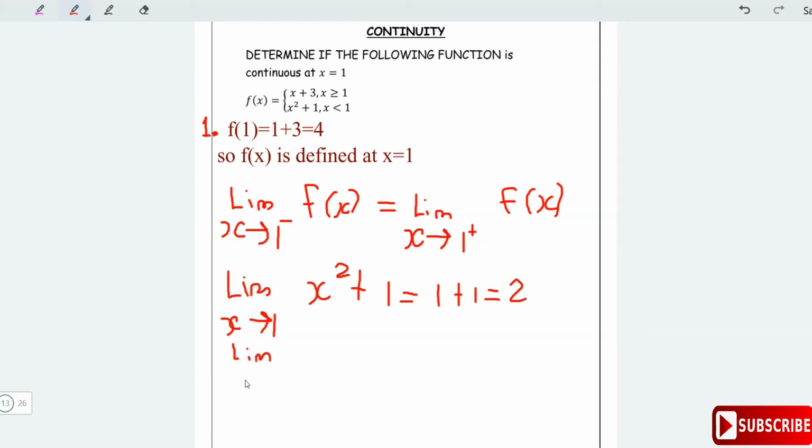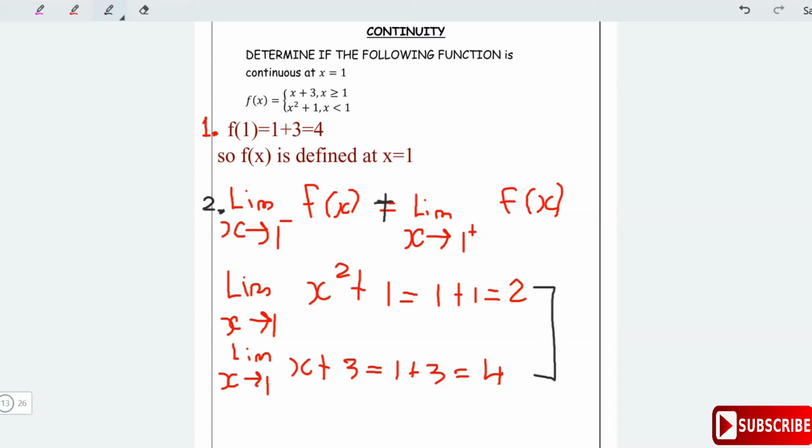Evaluating the limit on the right-hand side, it is going to be x plus 3. Then you plug in 1 right here. Plugging in the 1, we get 1 plus 3, and 1 plus 3 is equal to 4. But guess what? These two limits are not the same. They don't work out to be equal to each other. So in this case, we can see that the left-hand limit is not equal to the right-hand limit.